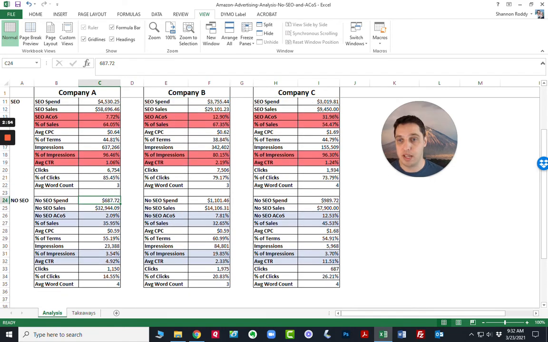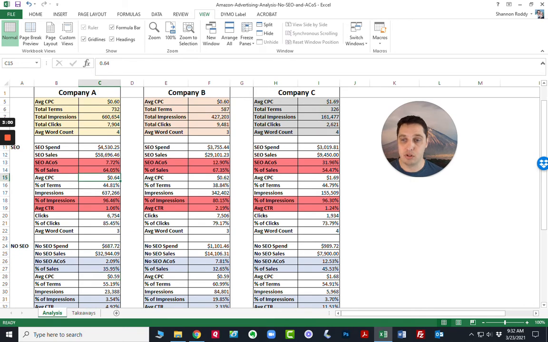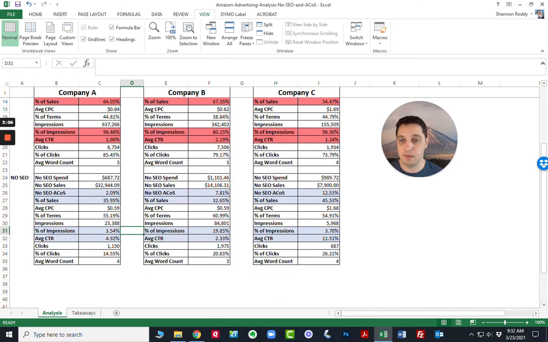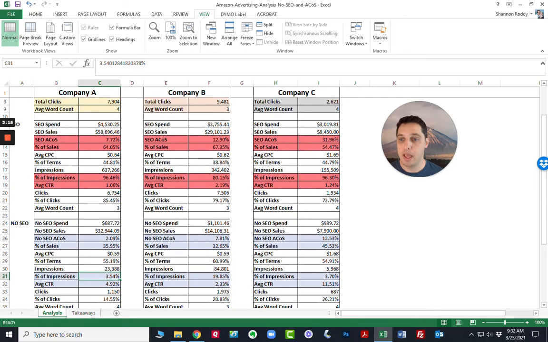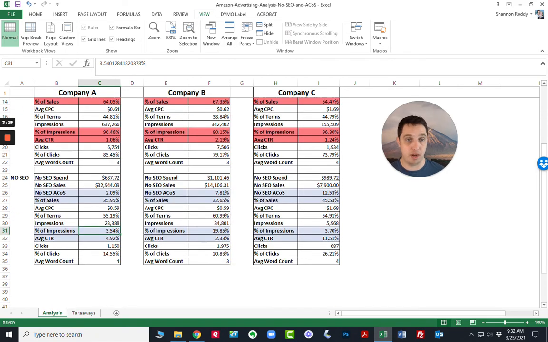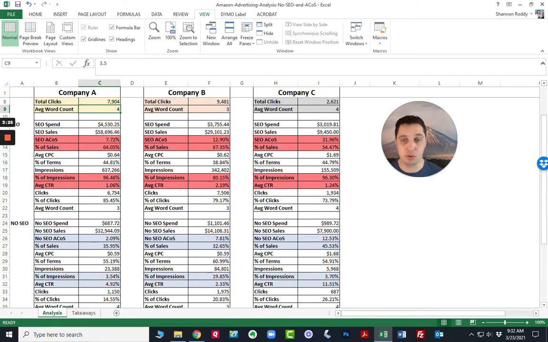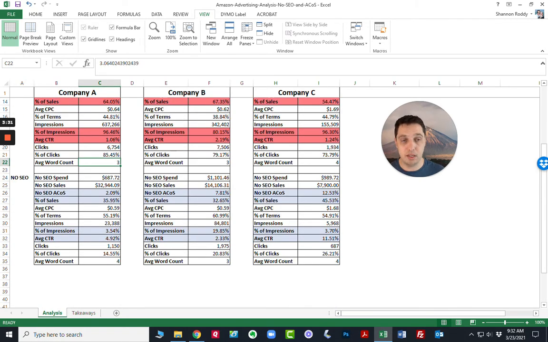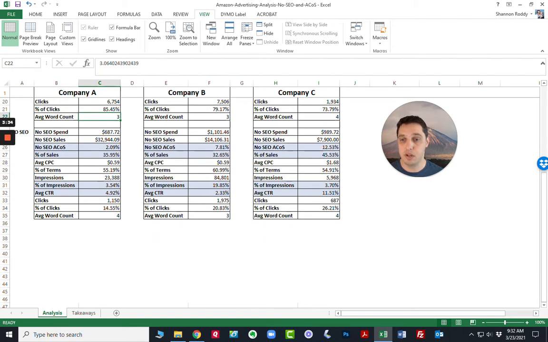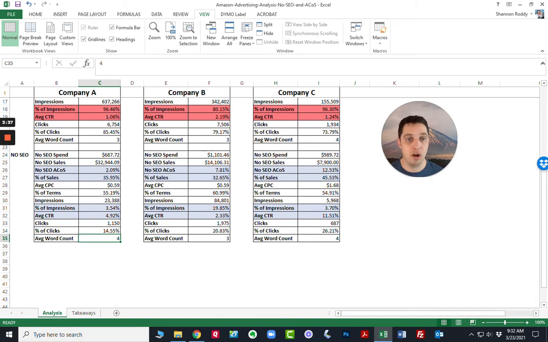There are a couple of interesting takeaways in comparison. The average cost per click is a little lower, but not that significantly. The average cost per click for the SEO terms was 64 cents. This was only 59% of that, and it had only 3.5% of impressions. What we do find is that it had a higher click-through rate, and we also know that the conversion rate was much higher. Now, this is what really surprised me: the average word count was virtually the same. In this case, the average word count was 3 keywords in a search term for SEO terms, and 4 keywords on average for non-SEO terms.